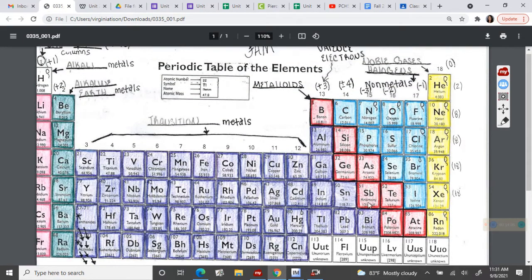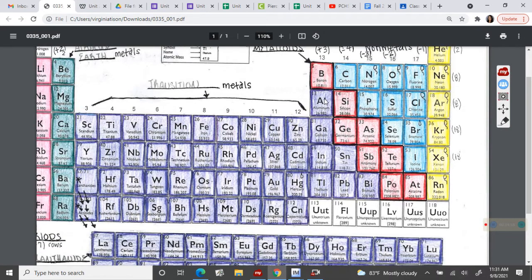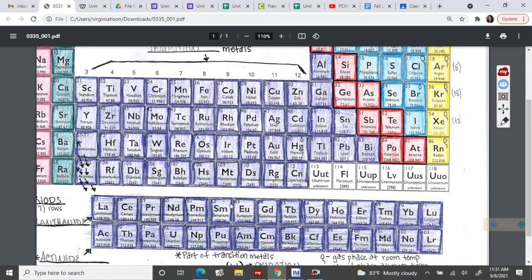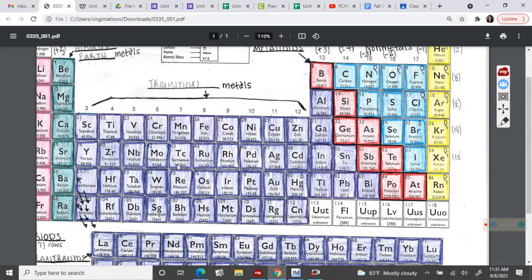Everything inside the darkened staircase is going to be your metalloids. They have some properties of metals and some properties of non-metals. They're right in the middle. And then everything to the left of the staircase back to group 3 is going to be your transition metals. Okay, all of them. We leave these off just because we are not very sure about how they react. So just be sure you leave those white. 113 through 118 we are going to leave white. Those are the most recently discovered elements.